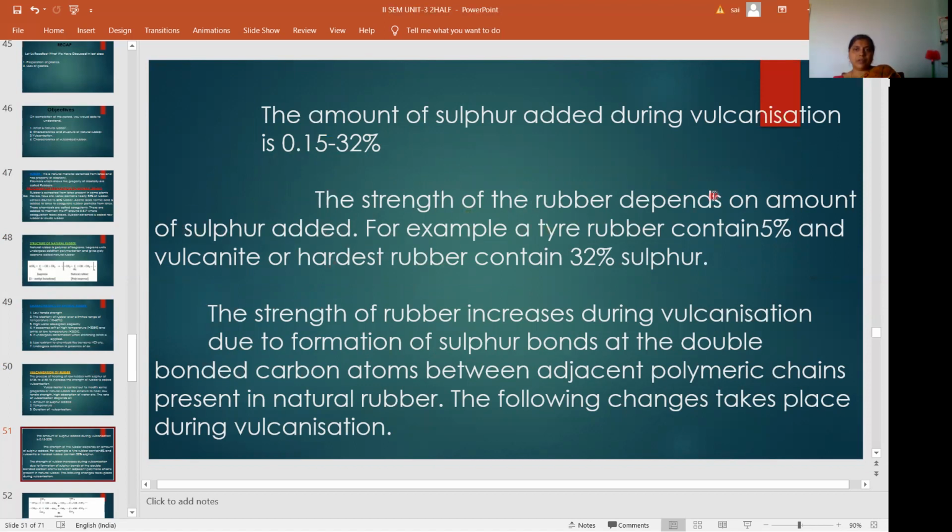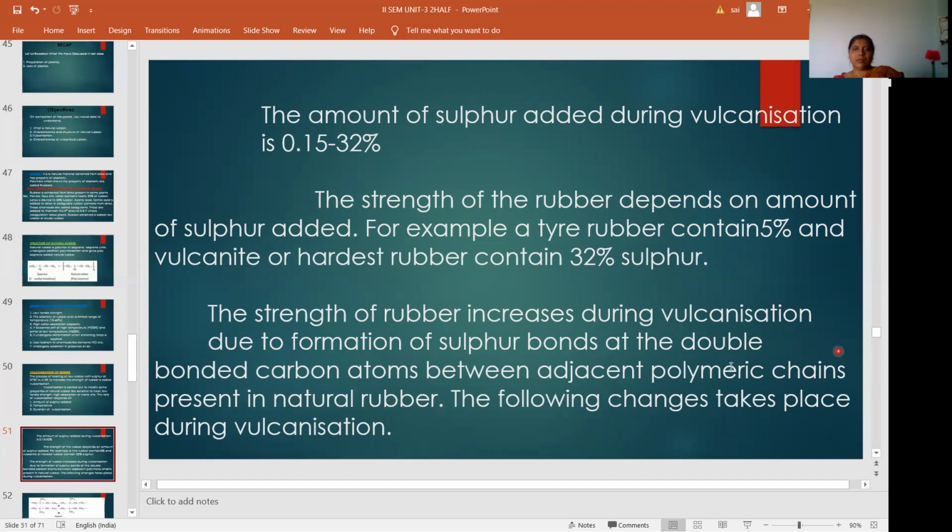So strength depends upon what? The amount of sulfur added. For example, tire rubber contains 5% sulfur and the hardest rubber, or vulcanite, contains 32% sulfur. That means it contains the maximum sulfur. The strength of rubber increases during vulcanization due to the formation of sulfur bonds at double-bonded carbon atoms between adjacent polymer chains present in the natural rubber.